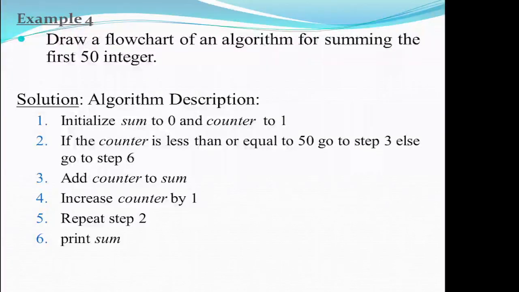Add counter to sum, then increase counter by 1, repeat step 2, then step 5 is giving us what? Giving us back toward step 2. If counter is less than or equals to 50, yes, we are going to what? Step 3. If no, then step 6. I think you understand the concept.